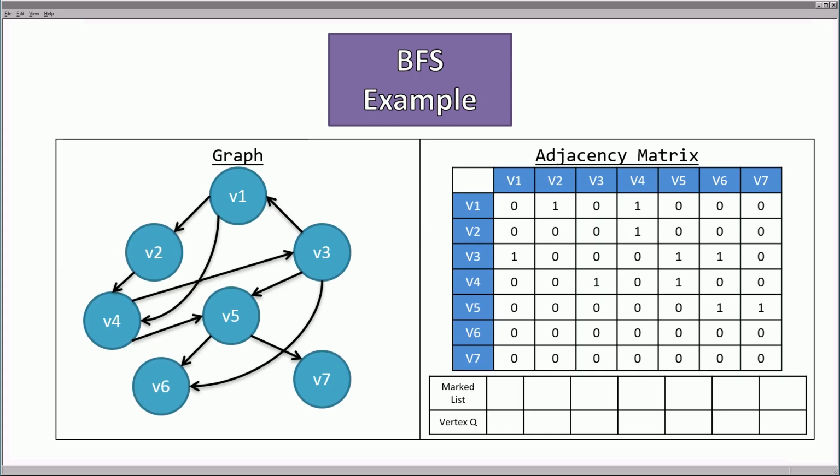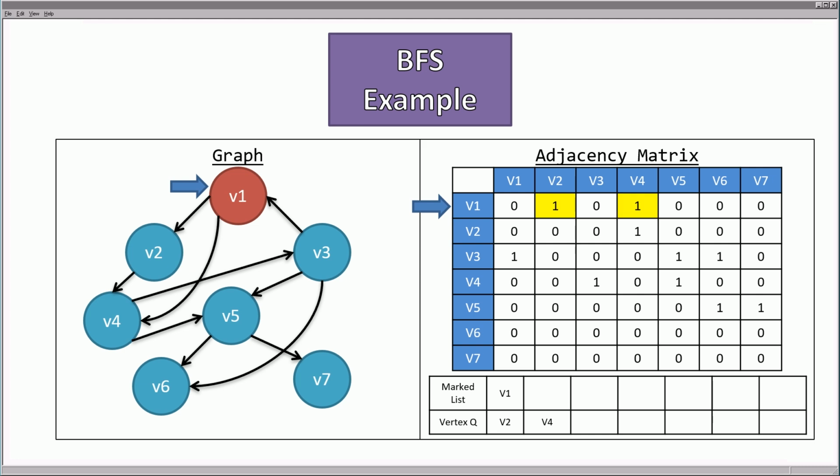Now seeing this in practice, we once again have the same graph and the same adjacency matrix. Below here, we have the marked list and the vertex queue. Let's assume that we start from vertex V1. Starting from vertex V1, we go ahead and add it to both the marked list and our vertex queue. Now after we've added this to the marked list and the vertex queue, we immediately dequeue the vertex queue. Doing this, what we do is add all of its neighbors to the queue. So let's dequeue V1. Now we add its neighbors, the outgoing edges. In other words, values that are not 0, which is vertex 2 and 4. These get added to the queue.